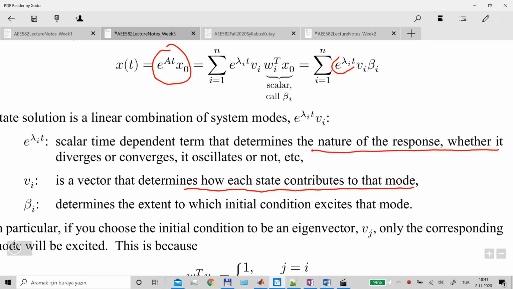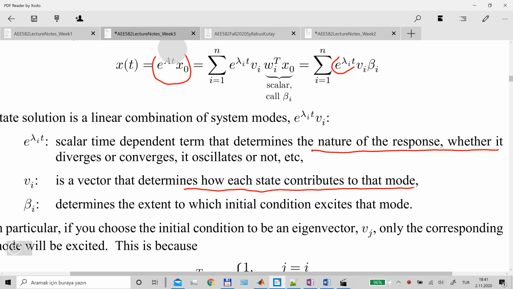And let me show you an important result of this analysis. So suppose that you choose your initial value to be an eigenvector. And let's see how significant that choice will be. So let me just choose this part.